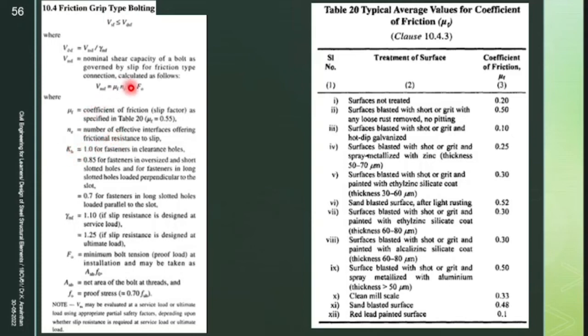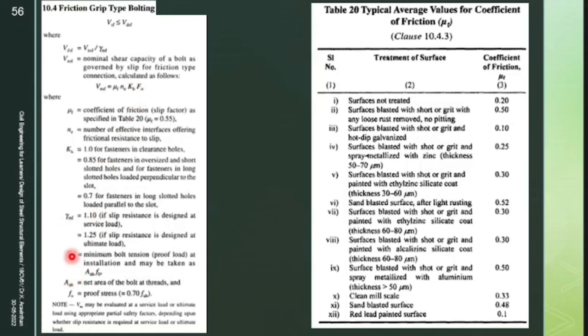Now K, you have a constant called the K factor. They have three classes. If fasteners are in clearance holes, you have to take it as 1. This will be given in the problem. And 0.85 if the fastener is oversized. Fastener is the bolt. If the bolt is oversized, you can take 0.85, and 0.7 for fasteners in long slotted holes. These three cases will be given in the problem.